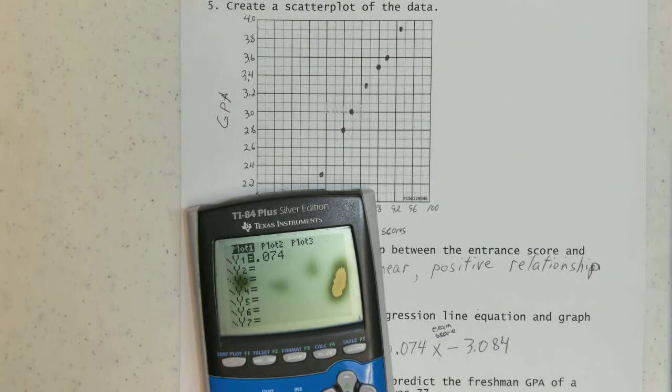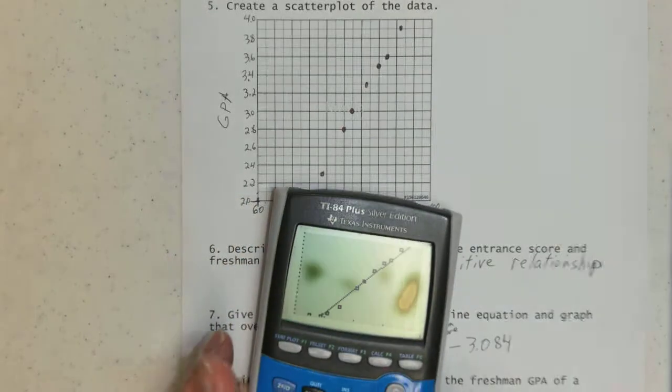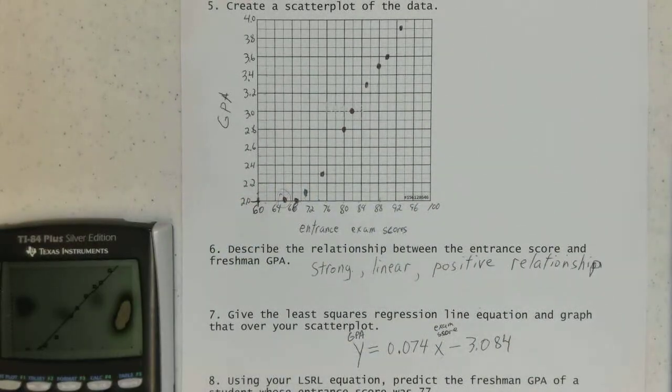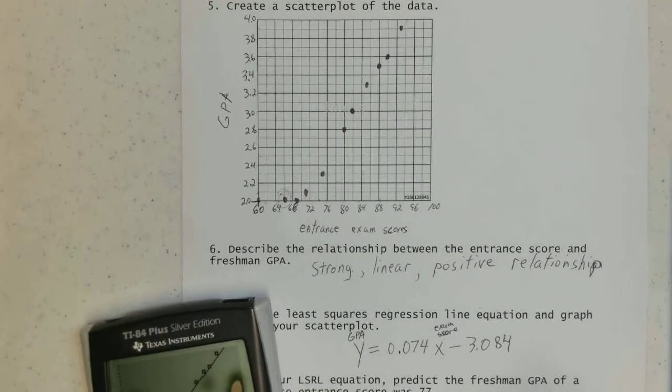0.074x minus 3.084. I'll just draw that graph, and you can see how that line goes through those points pretty nicely. It follows the trend of that scatter plot. Now we have to plop that on there. We've got this in here. I'm going to use a different color. I'm going to use green here.